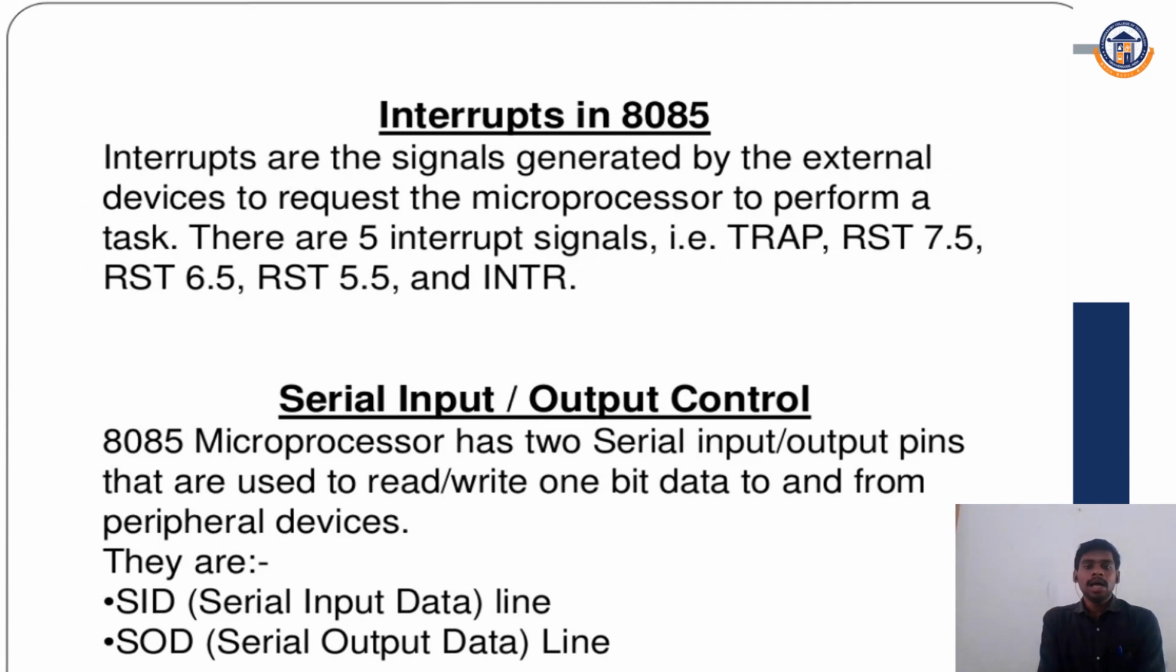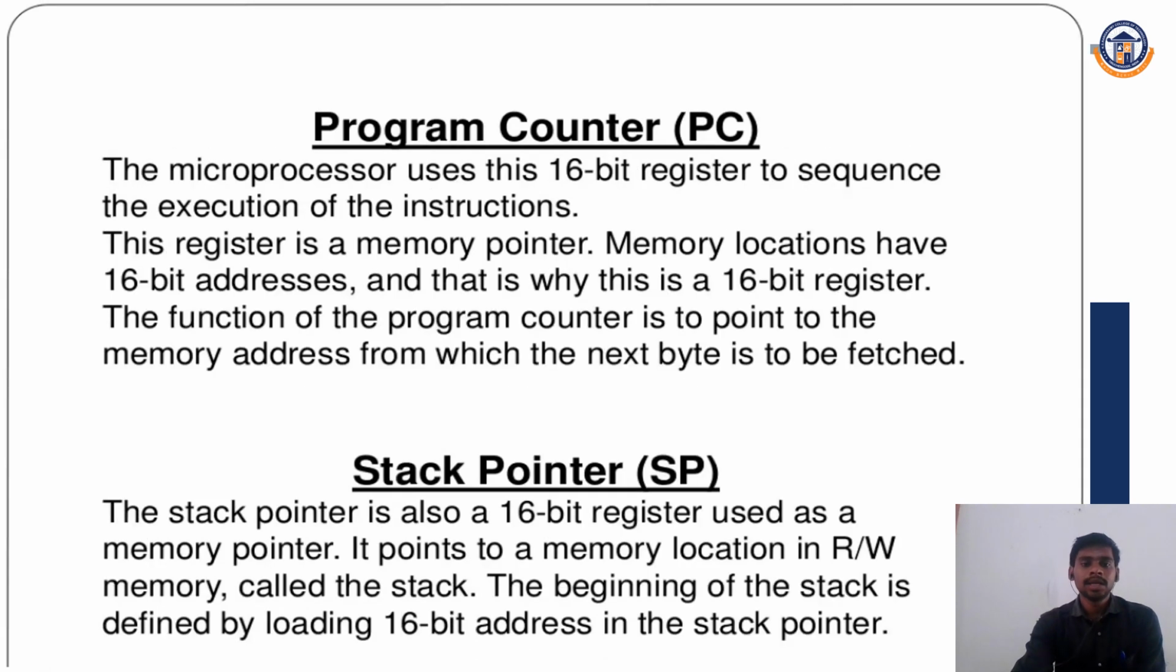Next one is interrupts. The interrupts are signals generated by external devices to request the microprocessor to perform a task. There are 5 interrupt signals: trap, RST 7.5, RST 6.5, RST 5.5, and INTR. The serial input and output control of the 8085 microprocessor has 2 serial input-output pins that are used to read and write 1-bit data to and from peripheral devices. SID means serial input data line, SOD is the serial output data line.